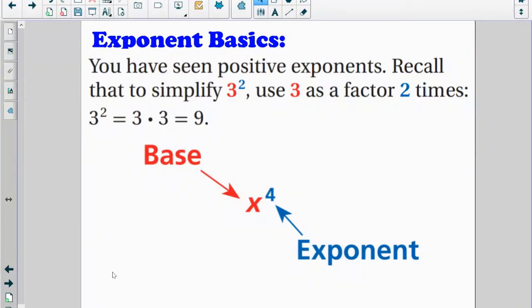All right, so let's just review a couple of the exponent basics before we get too far into this unit on exponents and the rules of exponents that we have to follow. So just some reminders about positive exponents we've worked a lot with before.